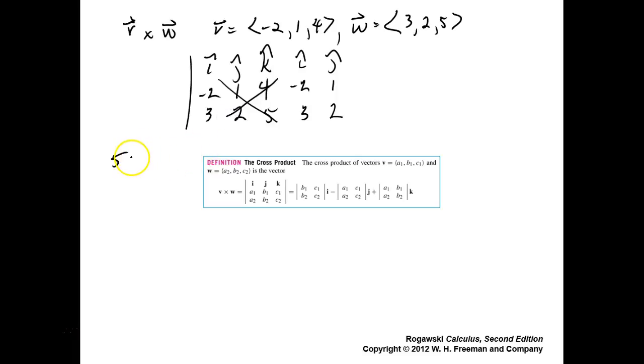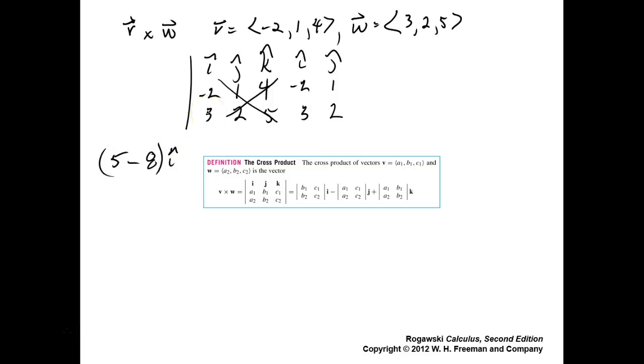What do you get? Minus 8. Anytime you're sloping downhill from left to right, it's a positive. Uphill from left to right, or downhill right to left, that's a negative. So this will be a minus 3I.